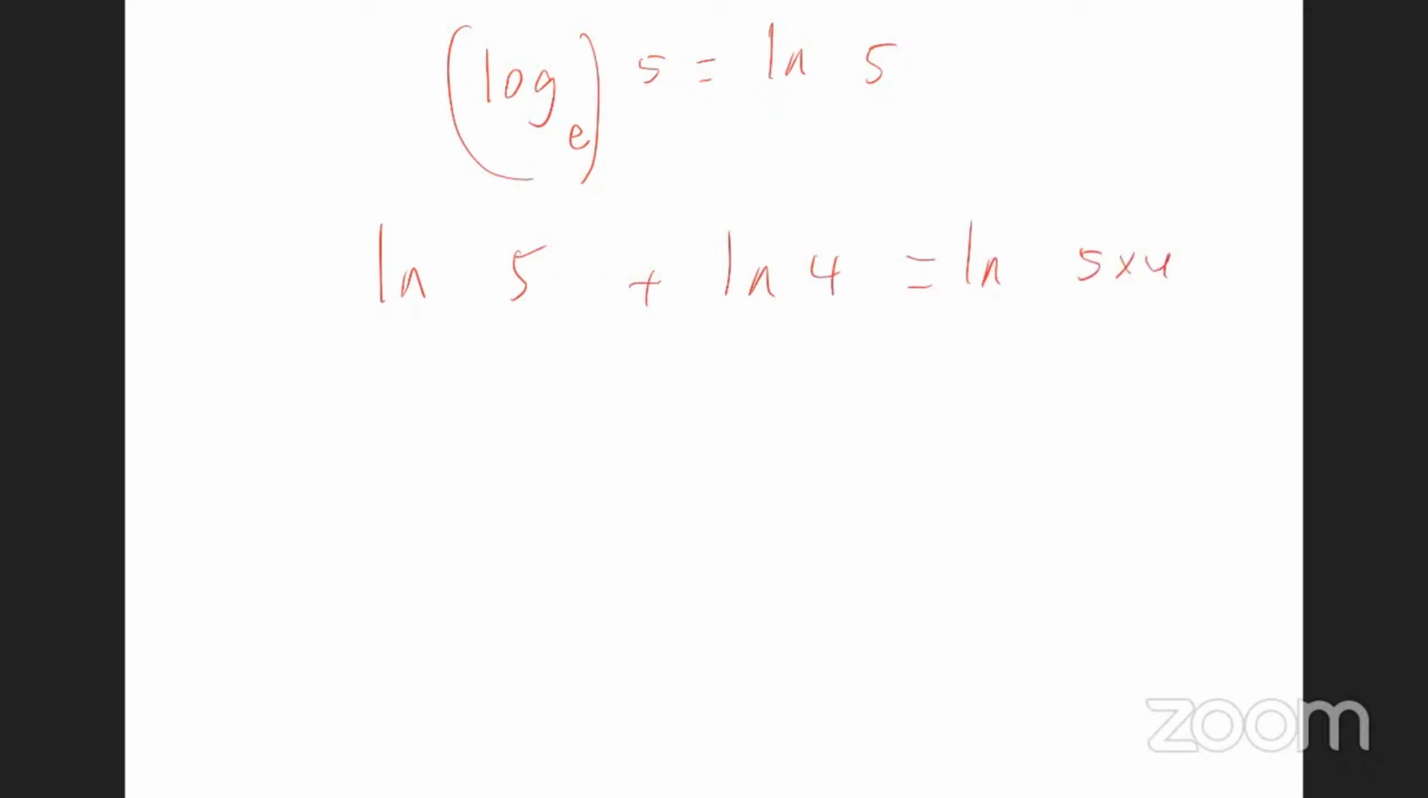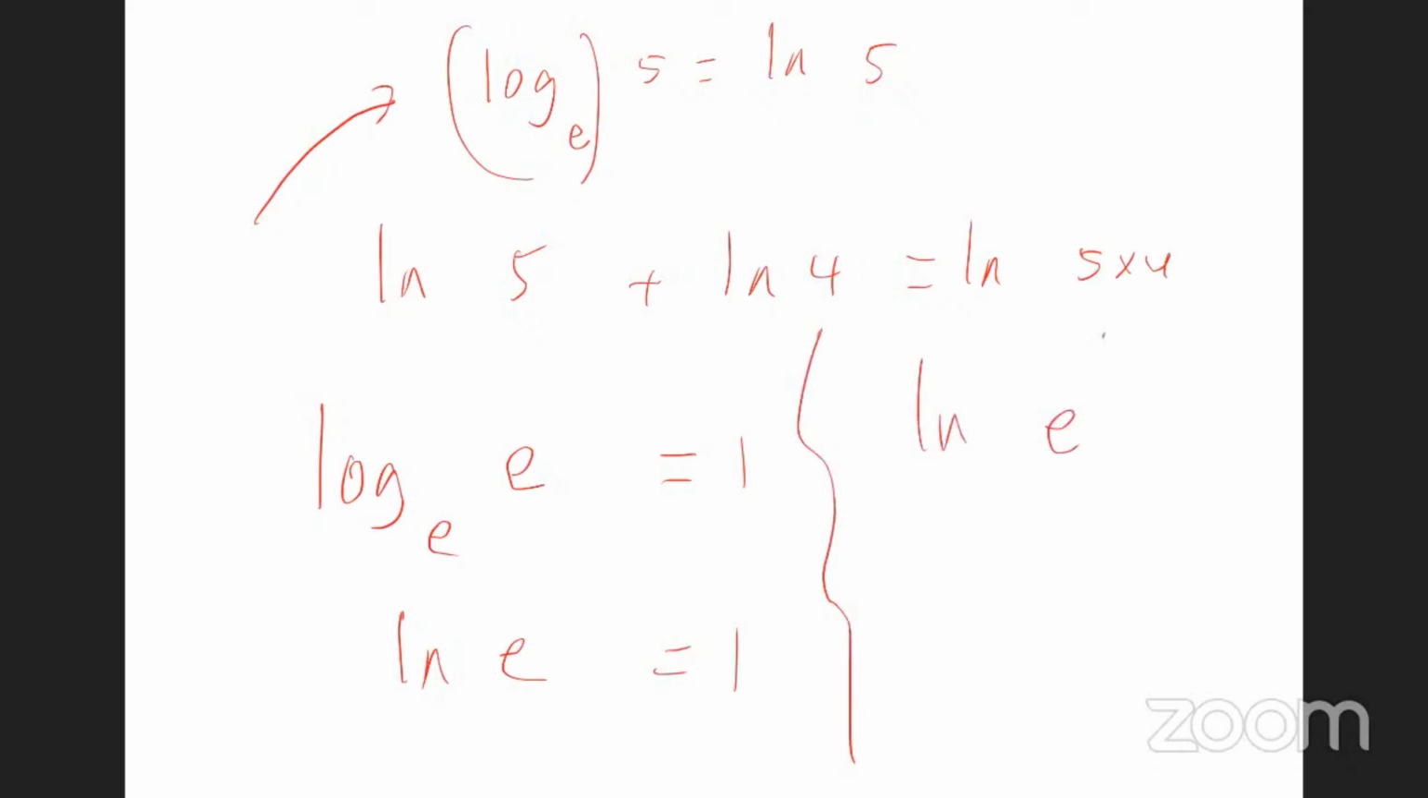Are you okay with that? Every time you see log and ln, they follow the same rules. Ln is simply log to the base e. So, question: what is log to the base e of e? That's 1. So since log to the base e is ln, what is ln e? Ln e is 1.